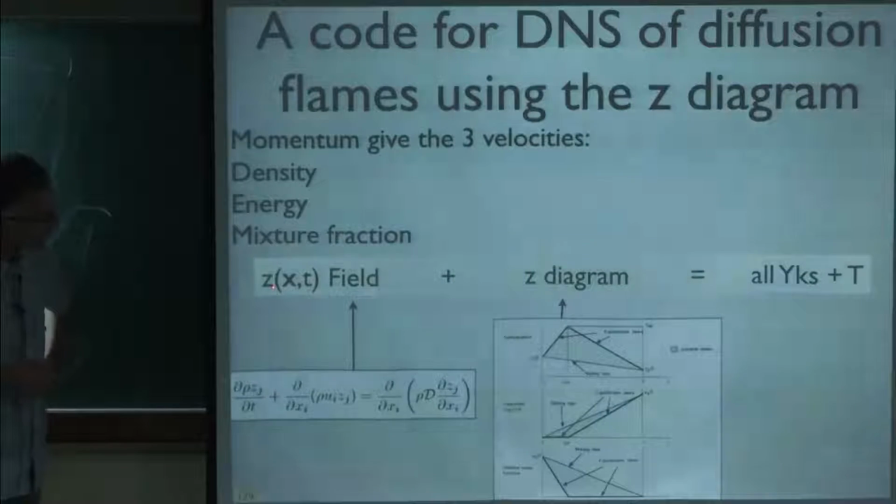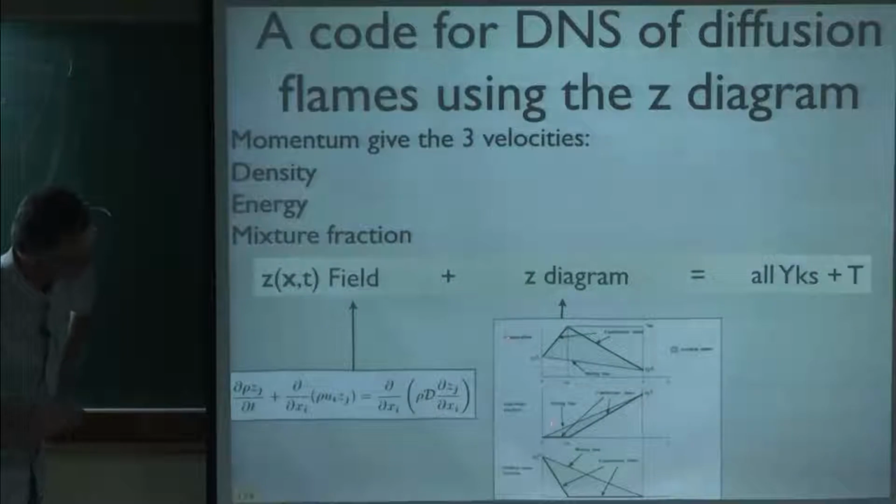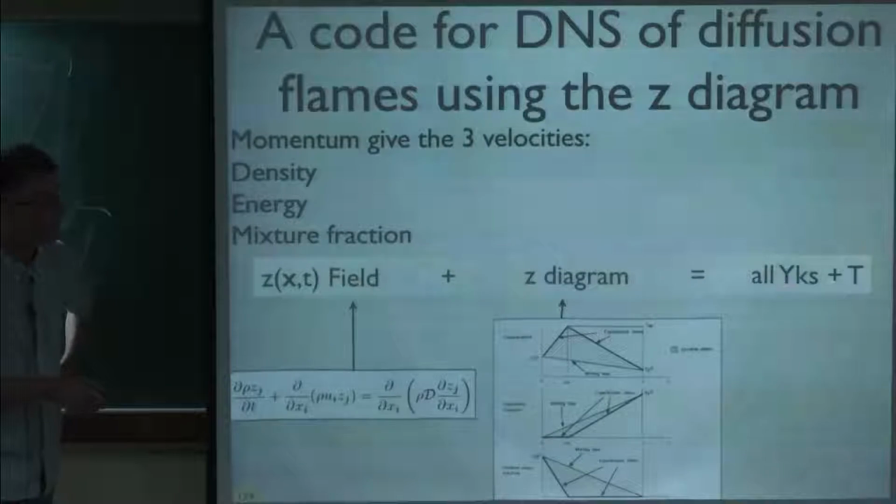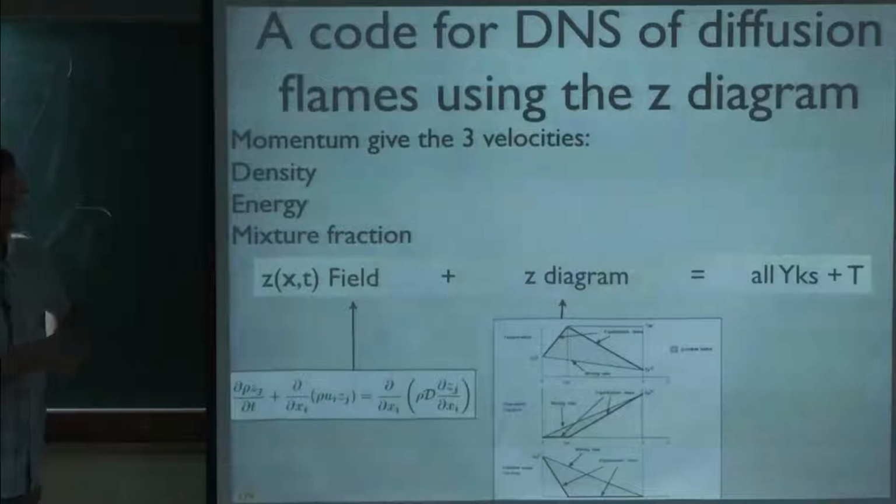If you have the Z field and you know the link between Z and T and Y_F and Y_O, then you have all Y_ks and you have the temperature. You can just read it. And once you have all that, you can run the rest of the code. There's a small trick here that I need to explain.